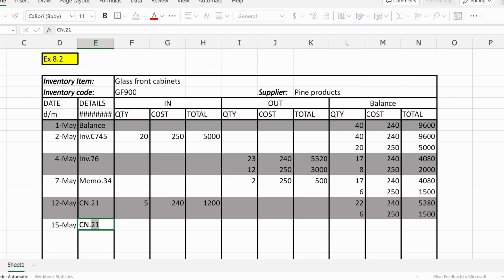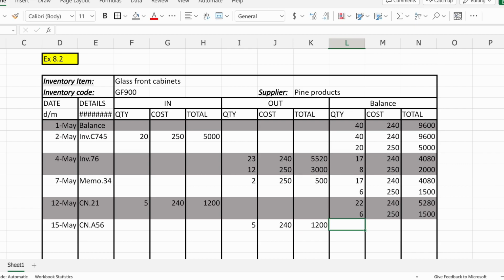Okay, CN A56. Now with this scenario, since we're returning it, we're giving it back to the original supplier. So it goes out of our business. The $240 inventory, 5 of them go out of the business. So 5 times 240, 1,200.